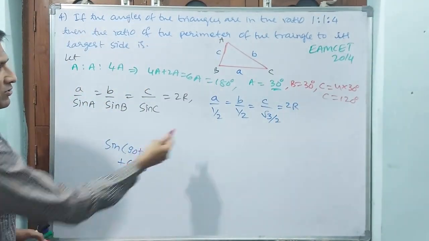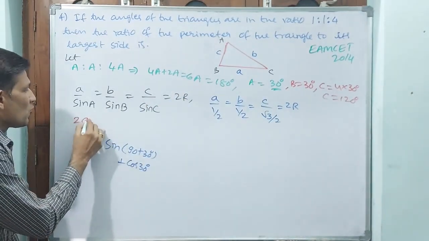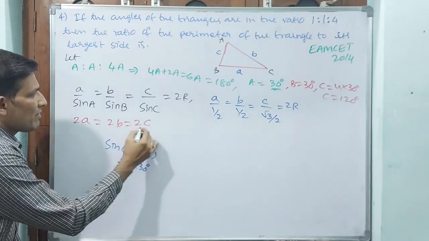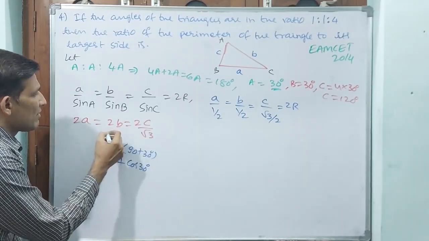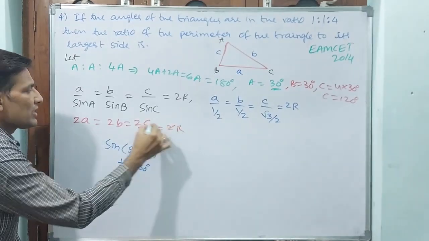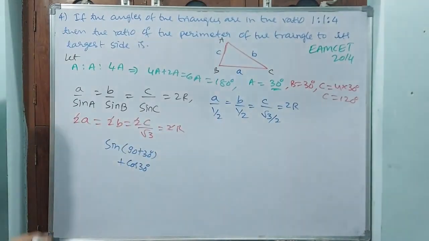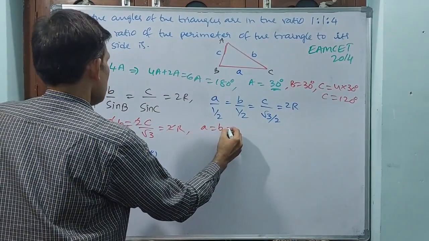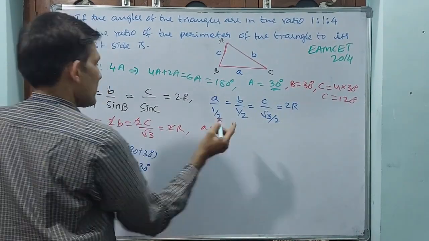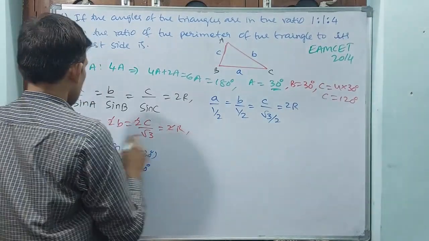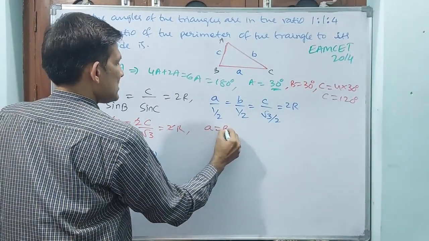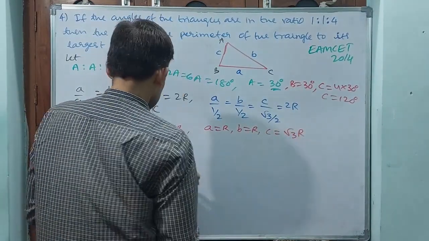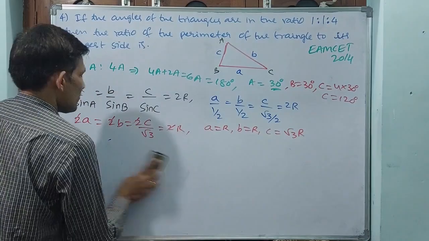Okay. Now these two go to the top. That means see, 2a is equal to 2b is equal to 2c. See, 1 by 1 is there, but here root 3 is there by 1 is equal to 2R. Shall I cancel 2? Okay, that means here a is equal to b. R is going to do one thing. a is equal to R. b is equal to R. c is equal to root 3 R. You have got the a, b, c. Then you can find your perimeter.